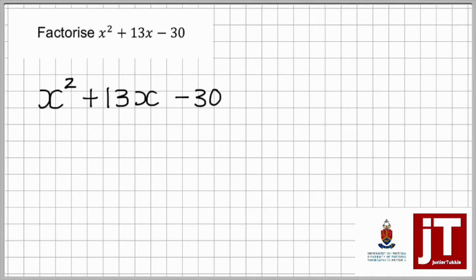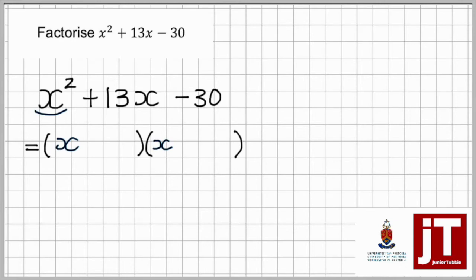Since we have no highest common factor, we can already start to factorize the trinomial by writing out two sets of brackets and taking a look at the first term. In this case, the first term is x squared. So that tells us that the first term in each set of brackets will be x, because of course, x multiplied by x is x squared.